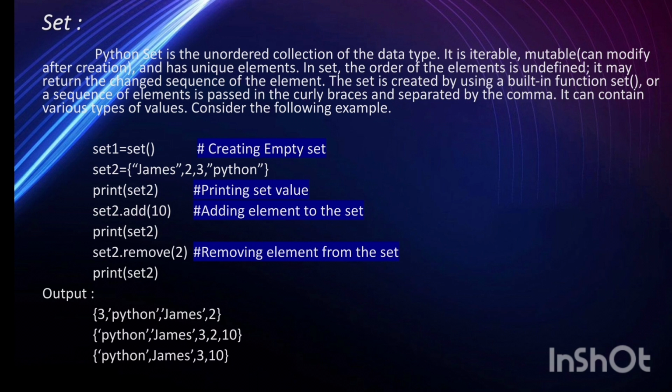If you observe the elements, the position of elements is not the same as we gave, so the elements in the set are unordered. And while we add 10, it will add element 10 at the last of set2, and we remove 2 from set2. It prints the output by removing the 2 from set2.